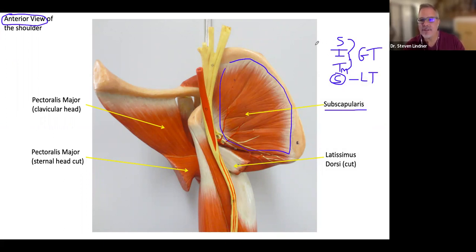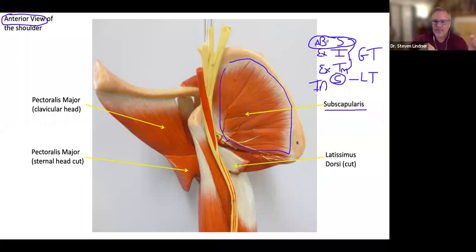Okay, and then remember their actions: AB for abduction, EX for external rotation, EX for external rotation, and then IN for internal rotation. That's what the subscapularis does. So now, if you look at it a little bit deeper, remember these are called the rotator cuff muscles. All of them rotate except for one, right? The supraspinatus doesn't do any rotation, but these three rotate externally, externally, and internally. But the supraspinatus is an abductor of the shoulder. Okay, what else can we see here from the front?